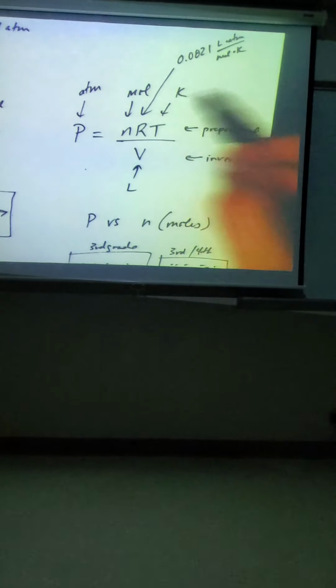So we need a way to get those units canceled so we can do conversion processes, and that's why we get the magic number R. It's kind of like pi in math. This is the magic number for gases. This is called the ideal gas constant. 0.0821 liters times atmospheres over moles times Kelvin is the magic number. So this will cancel liters, it'll cancel atmospheres, it'll cancel moles, it'll cancel Kelvin.